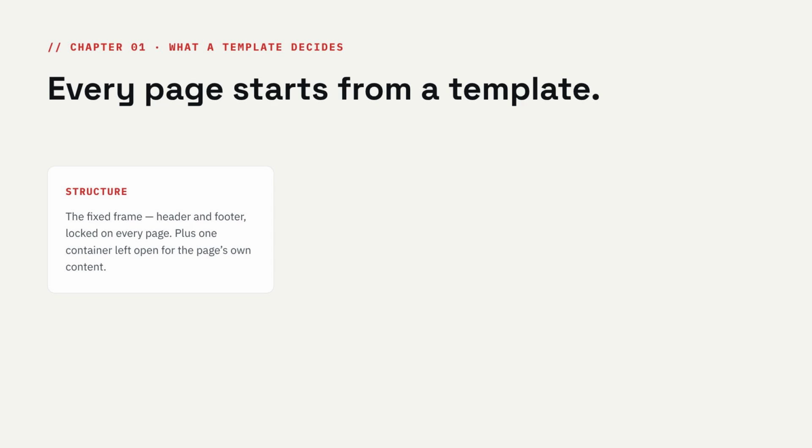Three things. Structure, the parts of the page that are fixed, a header, a footer. Authors see them on every page, but they cannot touch them. And one deliberate exception, a container in the middle left open on purpose. That's where the page's own content will go. Why is one part open and the rest locked? That's the heart of this episode.